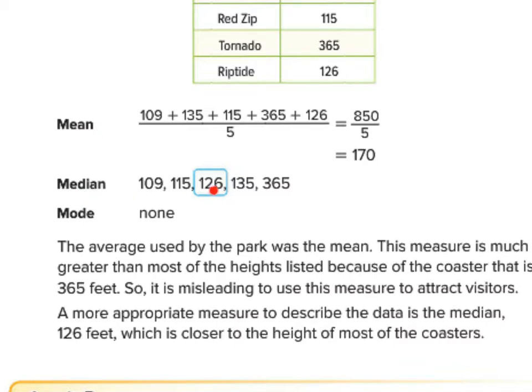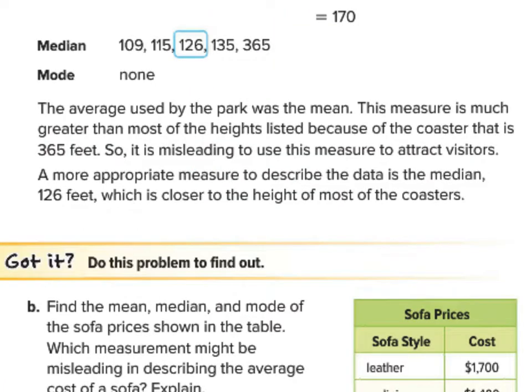The median is actually 126, the middle number. And there's no mode. No numbers are repeated. So in conclusion, the average used by the park was the mean. This measure is much greater than most of the heights listed because of the coaster that is 365 feet. So it is misleading to use this measure to attract visitors.